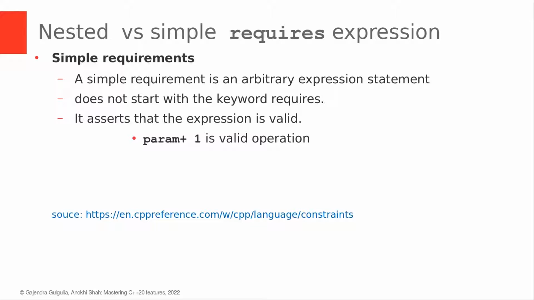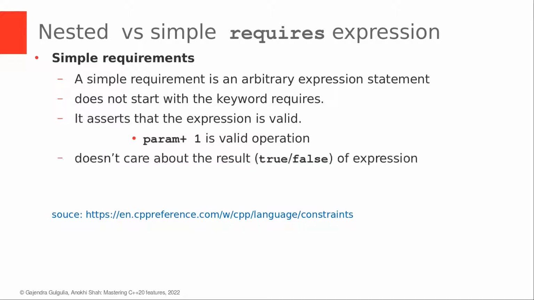If we add a new requirement in numeric type, namely param + 1, the compiler will simply check if 1 could be added to the parameter param. And it doesn't care about the result, true or false, of the evaluation of each of the expressions. The compiler will only check if the language is correctly used on a given template parameter.